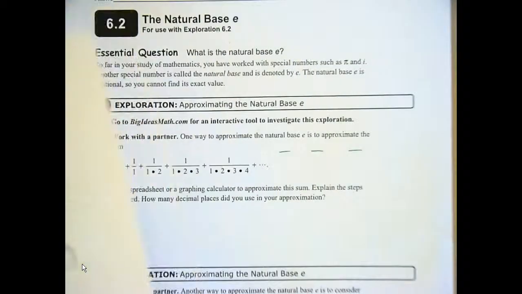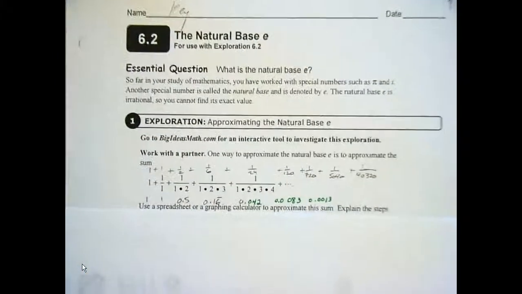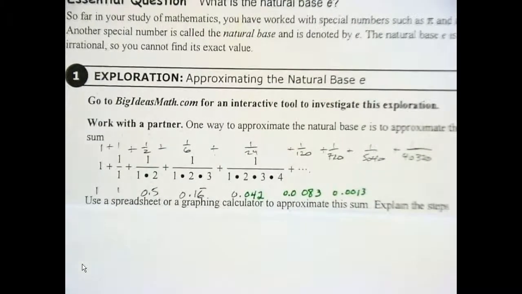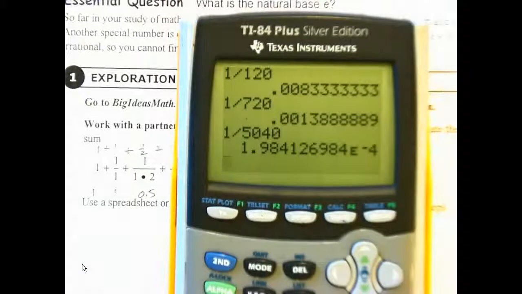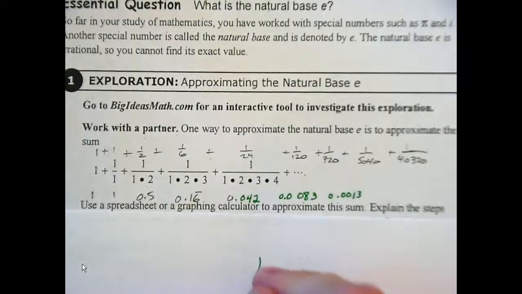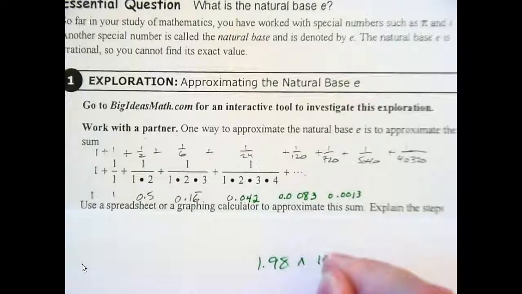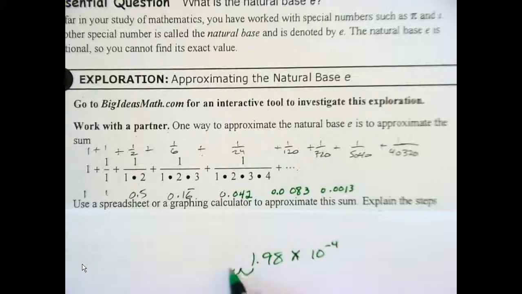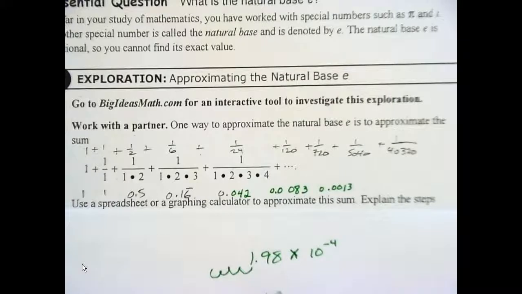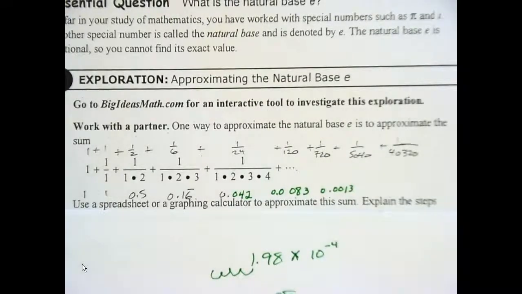That's all right. We're going to go with right there. That's the values I've got. Now when you get to 1 over 5,040, you get something that looks like that, which is 1.98 times 10 to the negative 4th. Remember, when you have 1.98 times 10 to the negative 4th, that's what that E negative 4 means. It means that this decimal moves this way 4 more places. So it's 0.000198. It's a really small number.